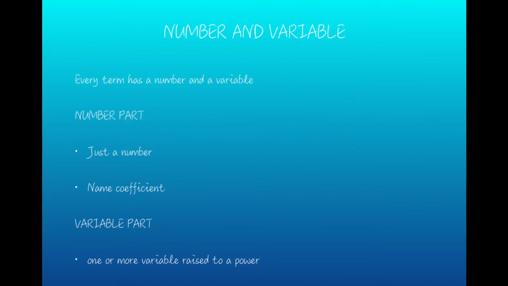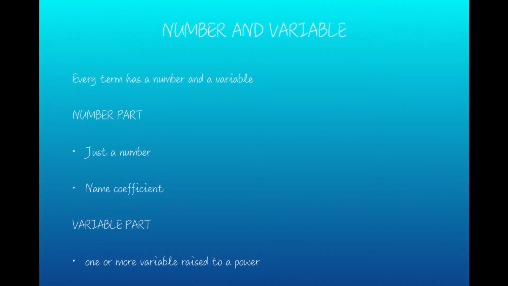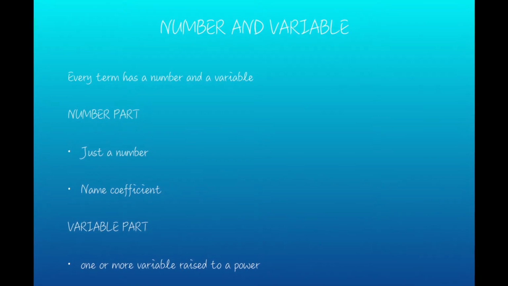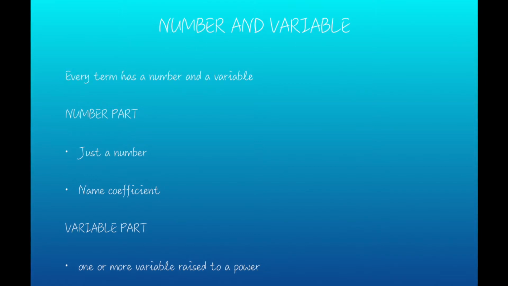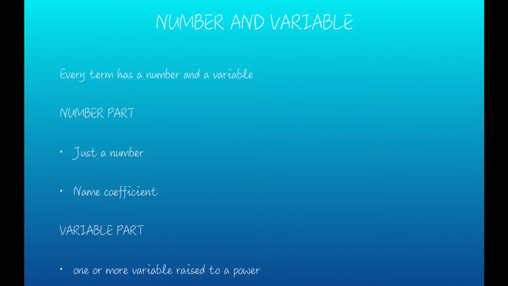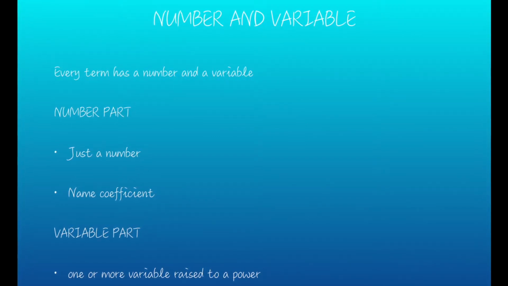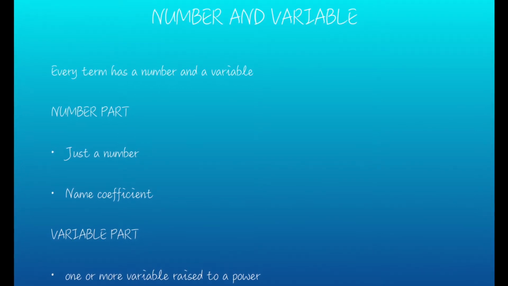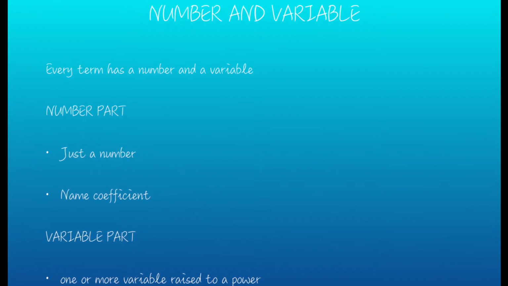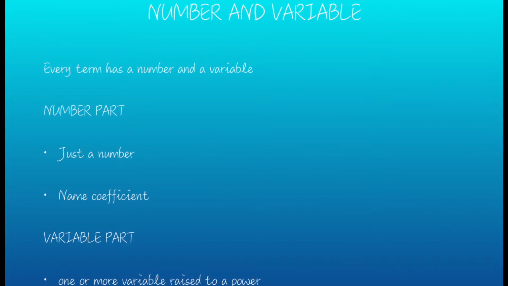Numbers and variables. Every term has a number and a variable, but every polynomial has a term, so this is very important. So the number part is just a number, but the proper name would be coefficient, as you knew. But the variable part is one or more variables raised to a power. A power is like x power 4, so that is raised to the 4th power. Or x power 1, that is just raised to the 1st power, but we will just keep it as x.